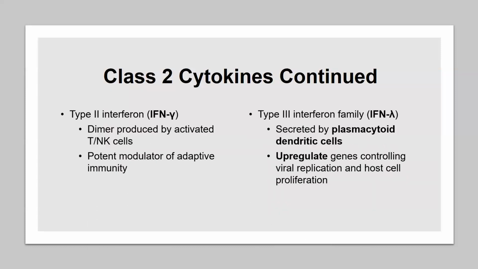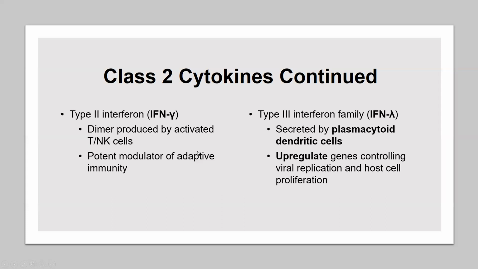Interferon gamma is a dimer produced by activated T cells or natural killer cells, and this is involved with adaptive immunity. Interferon type 3, I see this one discussed probably the least. It's involved with viral replication as well and host cell proliferation. But I would say alpha, beta, and gamma would be the 3 that I would focus on the most.